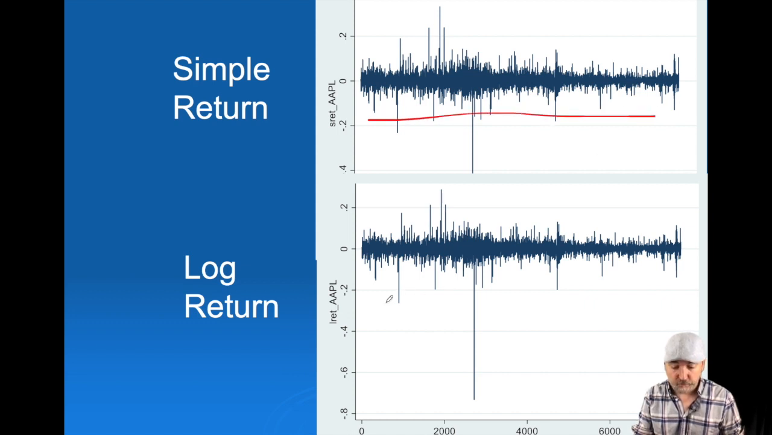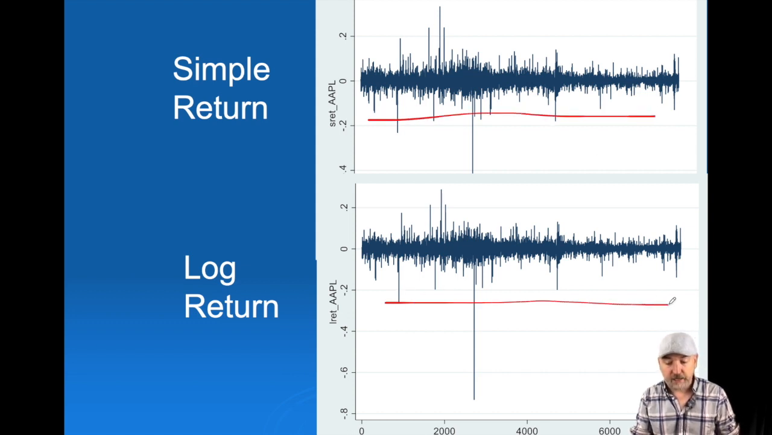Sometimes, depending on the frequency of your data, you can get fairly large differences between the continuously compounded or log return versus the simple percentage change return. With daily frequency, the differences are usually very small. So you can use either one. And again, for our purposes right now, either one is going to be perfectly fine.